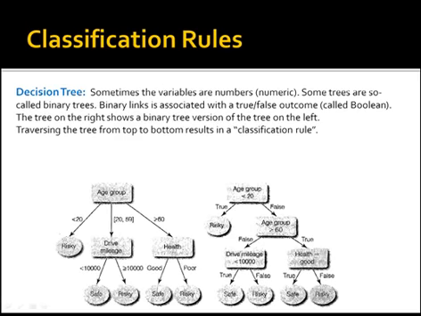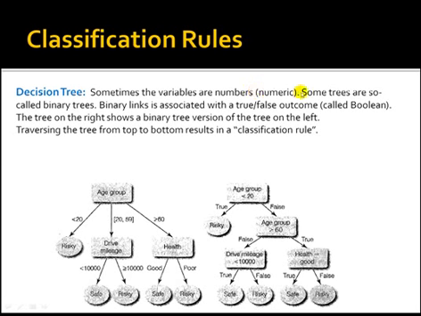Now we have some other decision trees. Sometimes the variables are numbers, numeric. So here age group is now numeric: less than 20, between 20 and 59, and greater than or equal to 60. Also drive mileage is numeric.